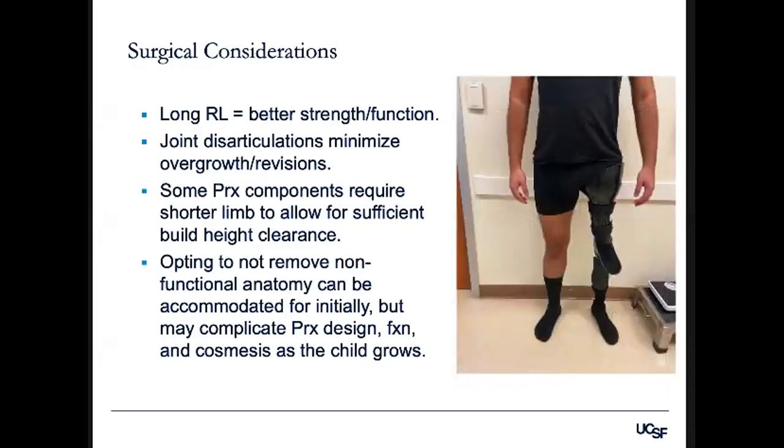And Dr. Hamdi really brought this point home, and that is, in the cases of congenital deficiencies, many of the families just opt not to undergo surgery for removal of non-functional anatomy, such as in this case of a partial foot or phalanges. This non-functional anatomy ultimately can be accommodated for in the prosthesis. As you can see here, this is a grown man with a PFFD and a relatively non-functional foot. But you can also see that it can complicate and limit the design and function, and sometimes the cosmesis, as you can see in this picture, for future prostheses as the child grows.